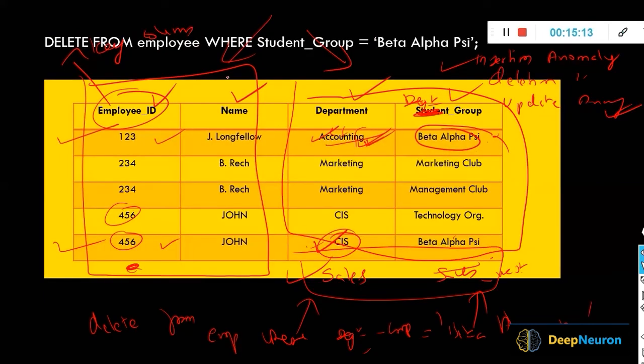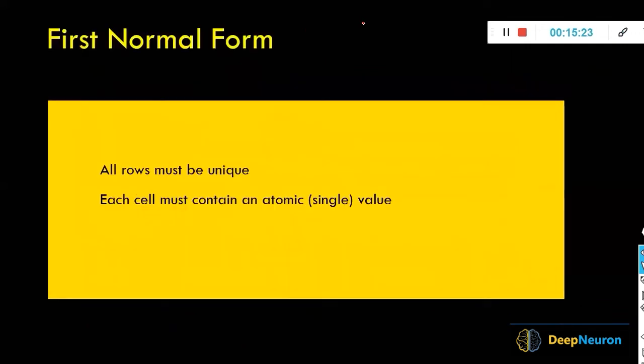Now the question is, how will I get to know whether I need to split this entire data into only 2 tables or 3 tables? To answer this question, you need to learn 3 types of normal form. This is a basic normal form: first normal form, second normal form, third normal form.